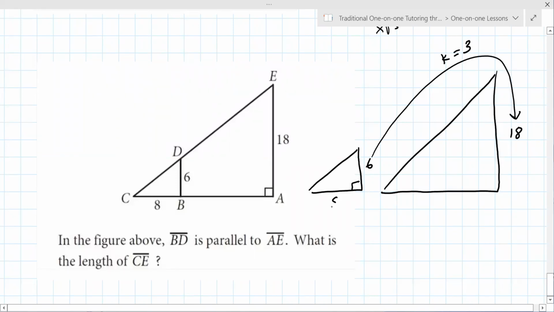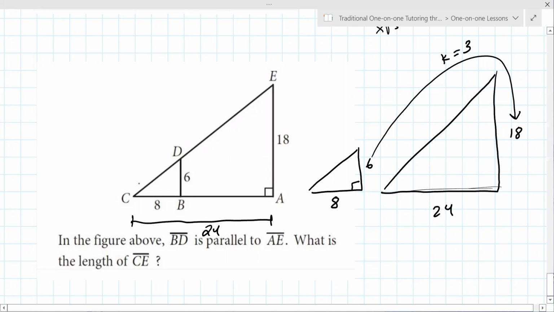Oh, okay. So for that 8, what do you do to get the whole length of the triangle? Same thing. Multiply by the K value. So 8 times 3, which is 24. Yes. So this whole length here is 24. And that's what I'm showing here in the big triangle.